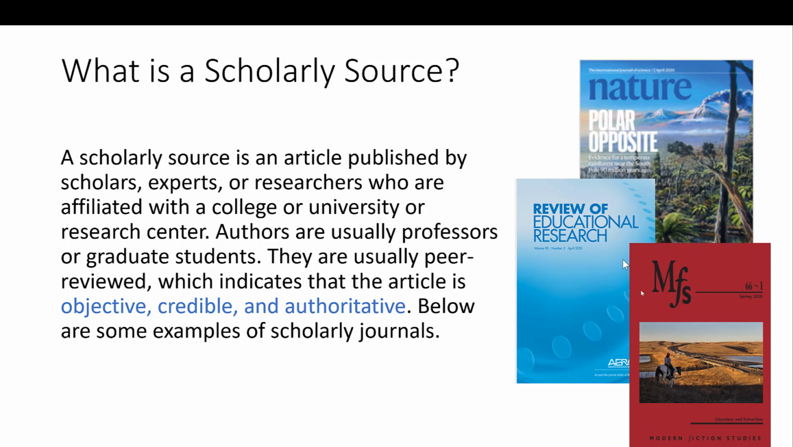So what then is a scholarly source? We have mentioned scholarly sources throughout this course in various lessons. Now let's take a look at them in more detail. Scholarly sources are academic or peer-reviewed journals that are written to communicate new research in a particular field or discipline. Because they are peer-reviewed, these articles are considered objective, credible, and authoritative.